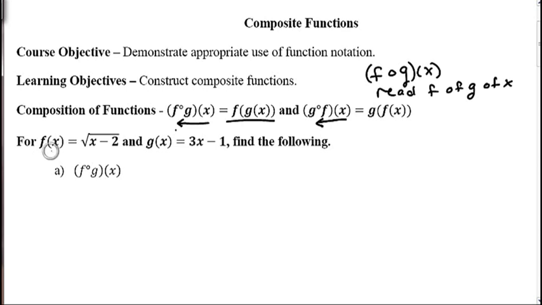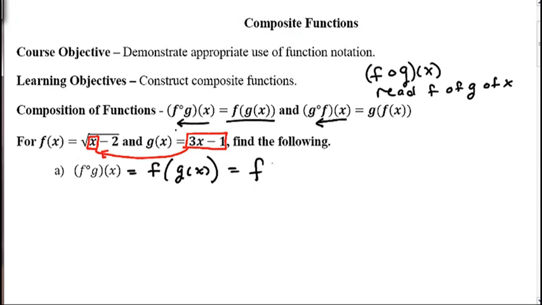In our first example, we have the function f of x equals the square root of x minus 2, and the function g of x is 3x minus 1, and we want to find f composed with g. That means I want to find f of g of x. So I want to take the function g of x and put it into the function f. We're going to take g of x, this 3x minus 1, and put it into the x in our function f. We're going to take this whole big red rectangle and put it into the little red box.